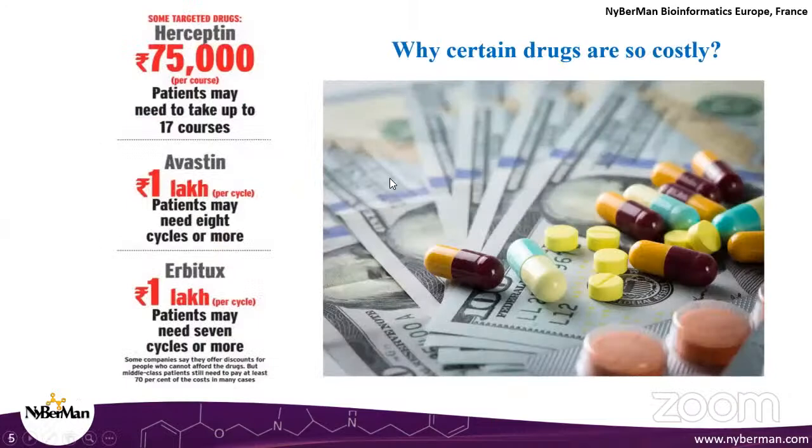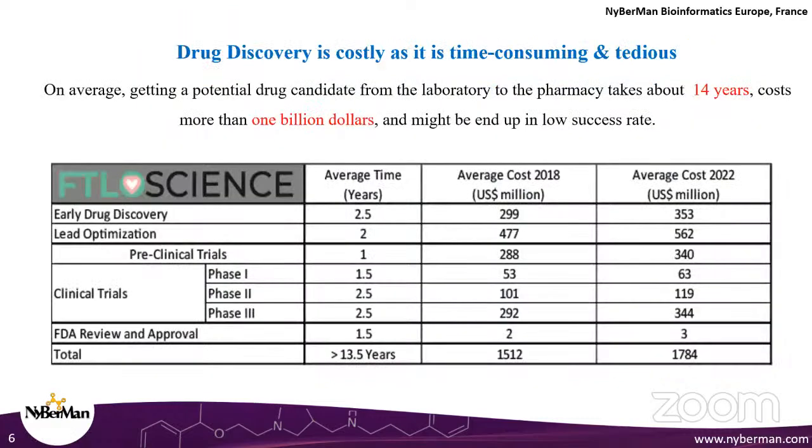That is cancer drugs. For cancer drugs, we need at least eight cycles, right? Per cycle, it costs 1 lakh rupees, and it costs even more, like 17 lakh rupees. So definitely these are cancer drugs. So the question comes here, why are drugs so costly?